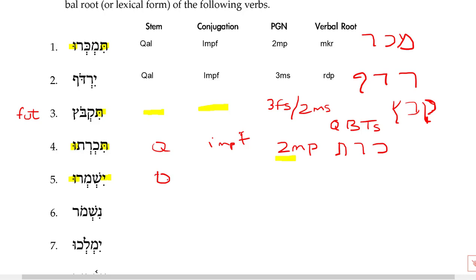Again, Qal imperfect, they're all Qal imperfect. I guess I don't need to keep writing those. This is going to be third masculine plural, and our root here is shamar, so shin, mem, resh, and that is to keep. And so we have third masculine plural, they, masculine, will keep, or they will guard.